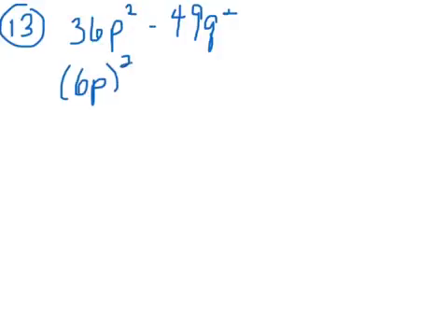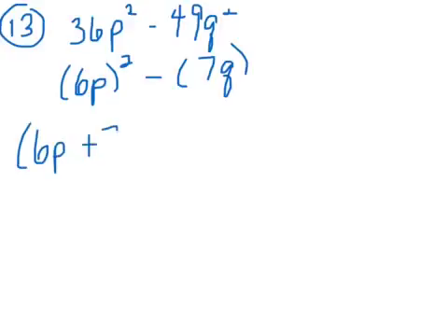Okay, so number 13, 36p squared minus 49q squared. Is there anything that divides out of 36 and 49? No. So no GCF. I see that I've got two terms and a subtraction sign. Are these two things perfect squares? Yes, they are, because I can square 6p to get that first term, and to get the 49q squared, I could square 7q. So this ends up being 6p plus 7q, 6p minus 7q.